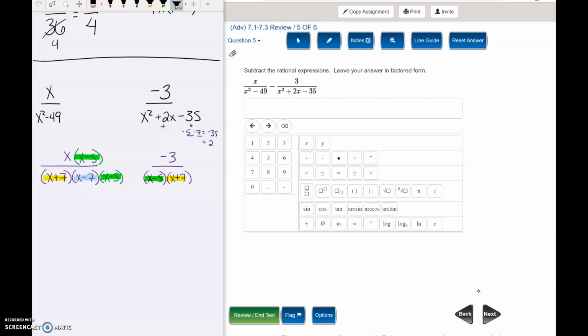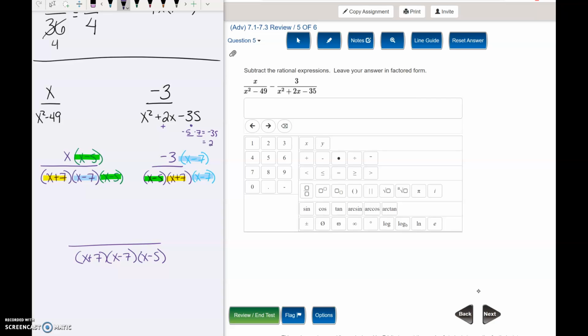The one on the left has x minus 7, so the one on the right needs it. And you can't just stick it in there. You have to multiply it on the bottom and on the top. Ooh, that color might not be very good, but that's okay. All right, so now our common denominator is x plus 7, x minus 7, x minus 5. All three of them have a yellow, a blue, and a green piece.